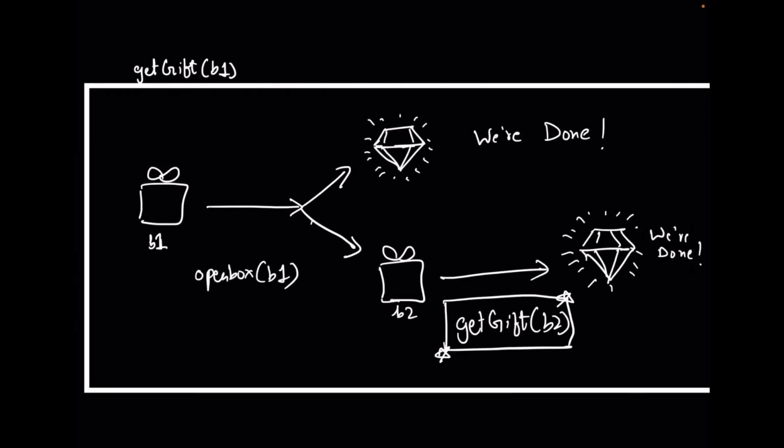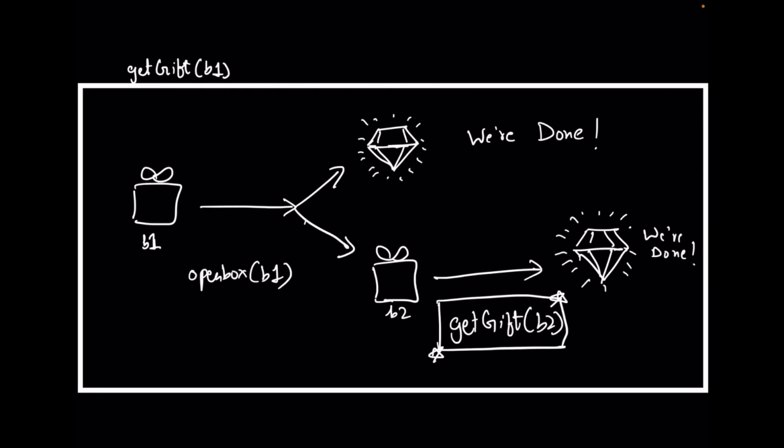Now this whole process, this whole algorithm that's described by this flowchart, is actually what the getGift b1 function should do, right? It should first open the box b1, and if it finds a diamond, then we're done, right? But if it finds another box b2, it should call this getGift on b2 again to eventually get a gift from b2, right?